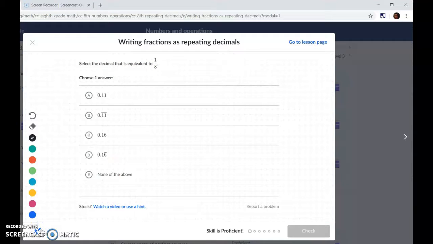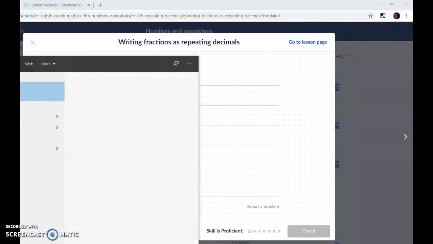Okay, so we have to do a little bit of math here, and here's what we do. When we see a fraction, it's the same thing as division. This little line right here, the vinculum, the fraction bar, literally means divide. So 1 divided by 8. And you could put that into your calculator. So let me pull up my calculator.